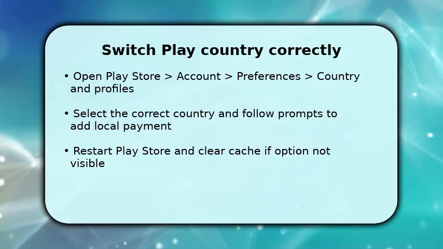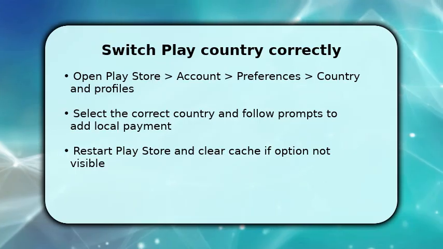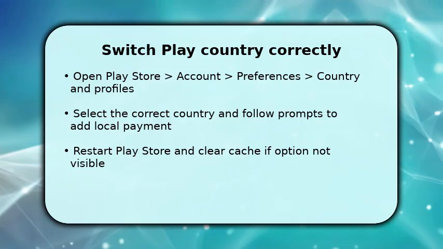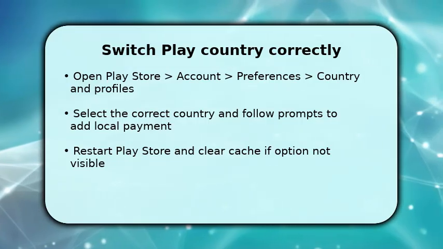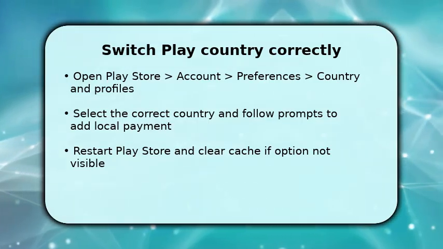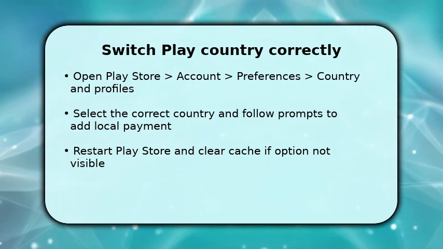Google will prompt you to add a local payment method. Do that immediately since it confirms the change. If the option does not appear, clear Play Store cache and data, then restart the app and re-establish VPN. Once visible, follow the prompts carefully and do not skip payment verification steps.